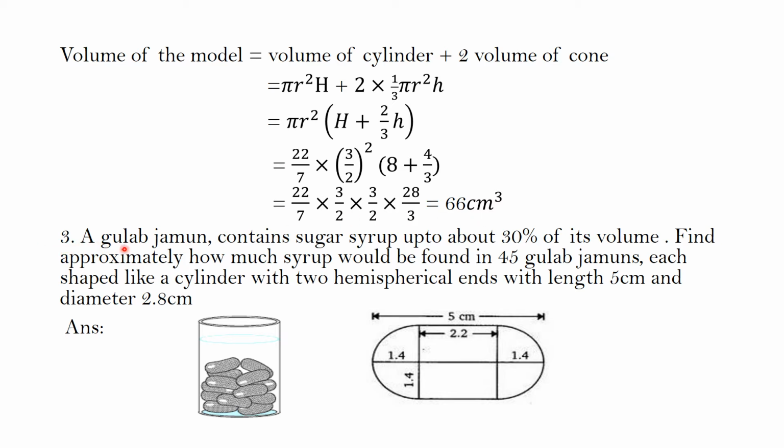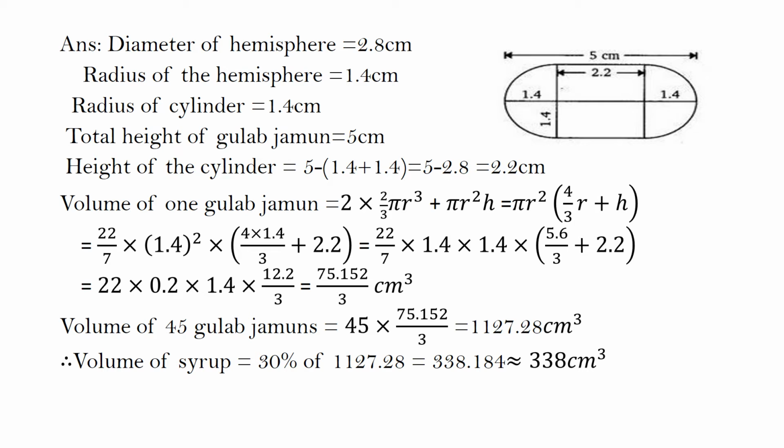In question number 3, a gulab jamun contains sugar syrup up to 30% of its volume. Find approximately how much syrup would be found in 45 gulab jamuns, each shaped like a cylinder with two hemispherical ends with length 5 cm and diameter 2.8 cm. Here, the gulab jamun is in the shape of a cylinder with two hemispheres on both of its ends. And we are given the total length of the gulab jamun is 5 cm and diameter of the hemisphere is 2.8 cm. So we can say radius of the hemisphere as well as radius of the cylinder will be 2.8 divided by 2, which is equal to 1.4 cm.